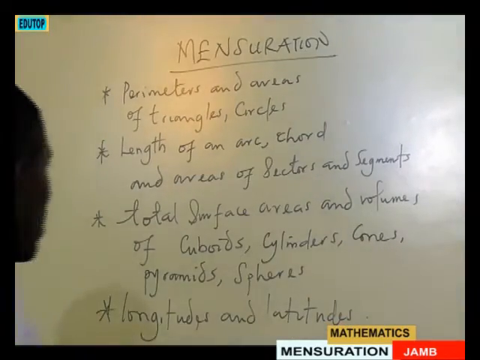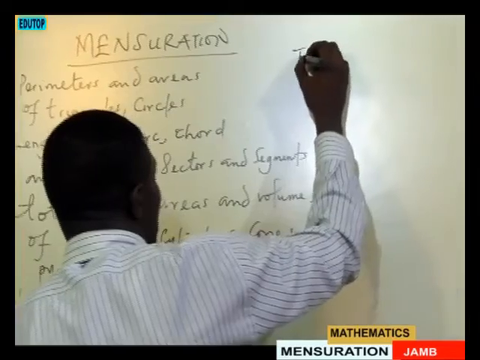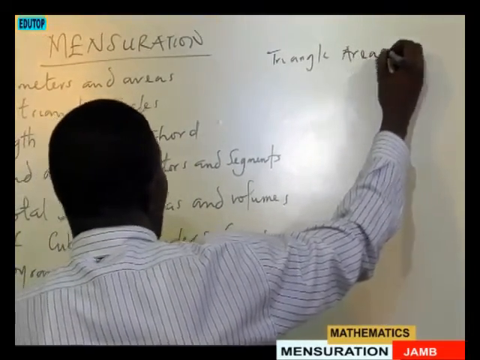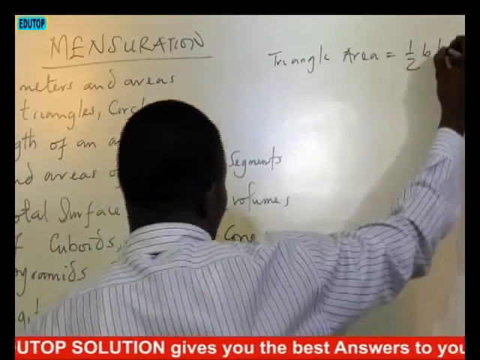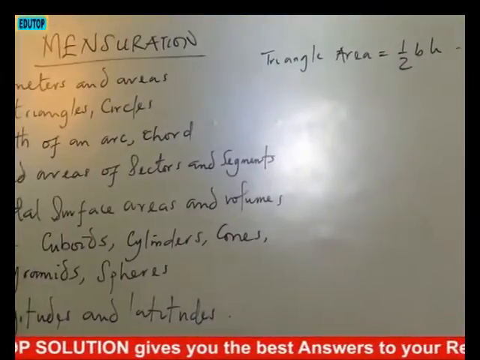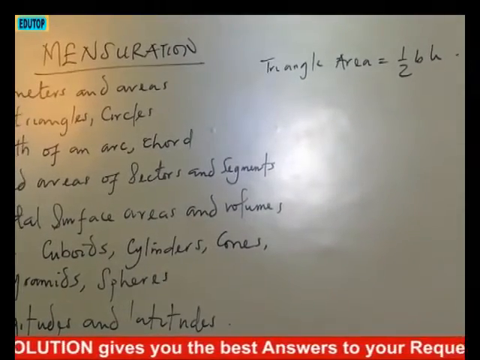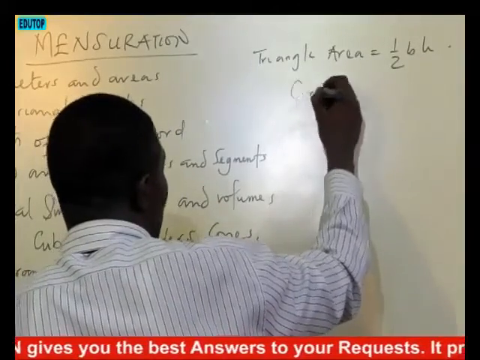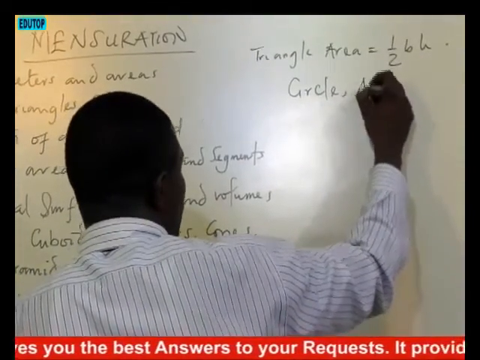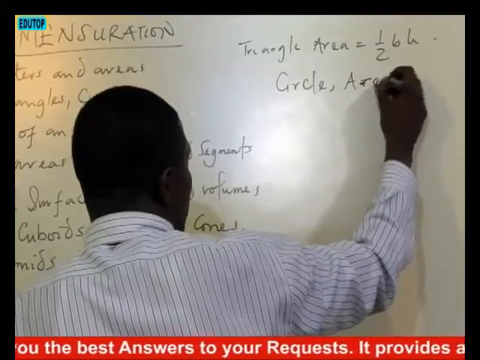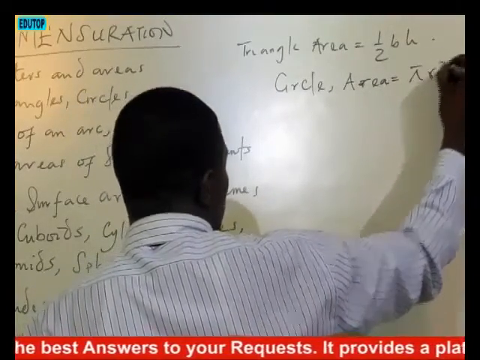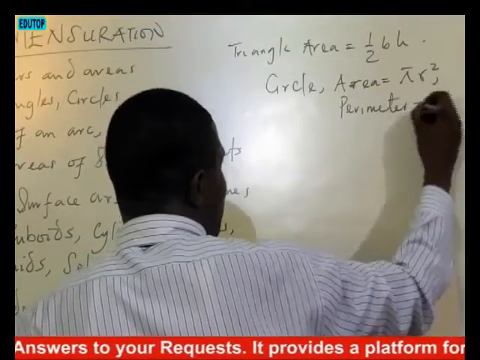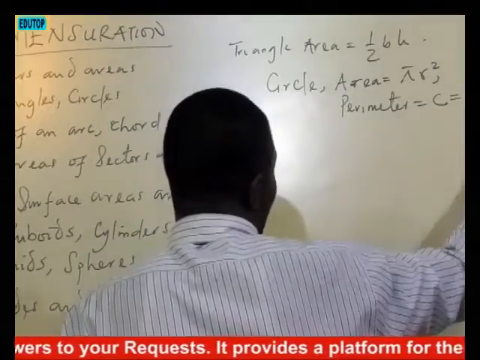Perimeters and areas of triangles. All you need to know about a triangle is how to calculate the area. Area is half base times height. That's the formula for calculating the area of a triangle. Also, the perimeter and area of a circle. The area of a circle is pi r squared, while the perimeter of a circle is the same thing as the circumference, which is 2 pi r. Take note of that.